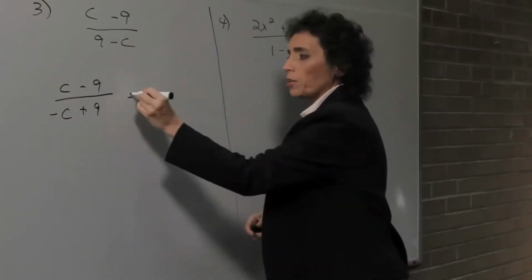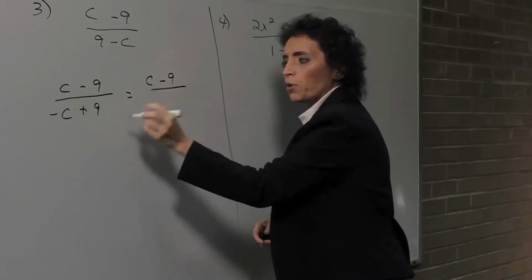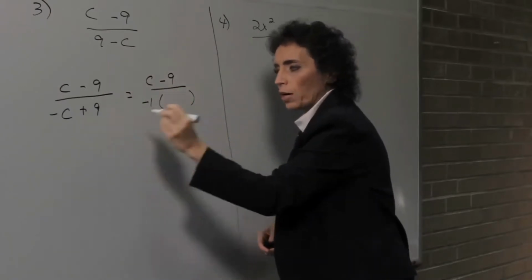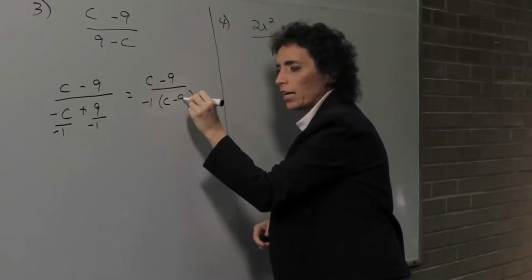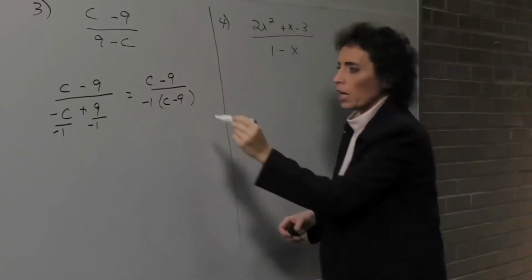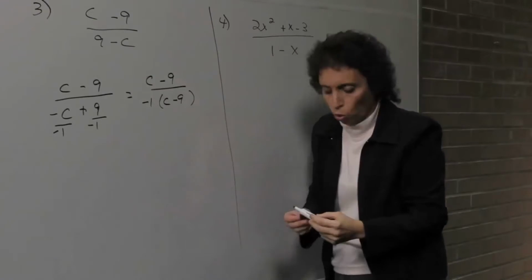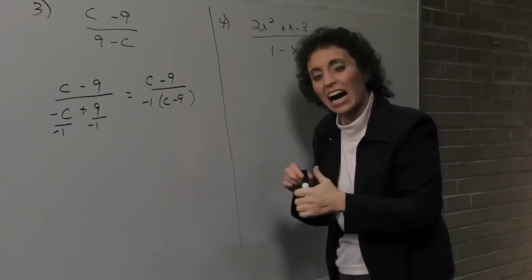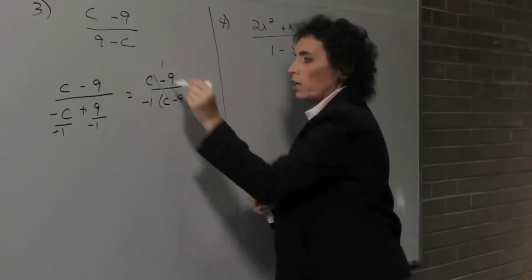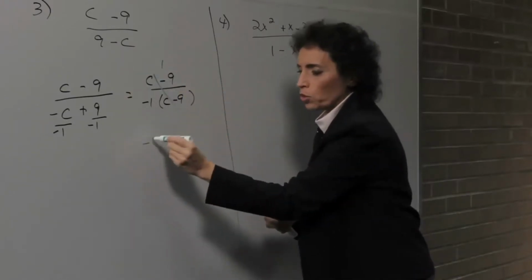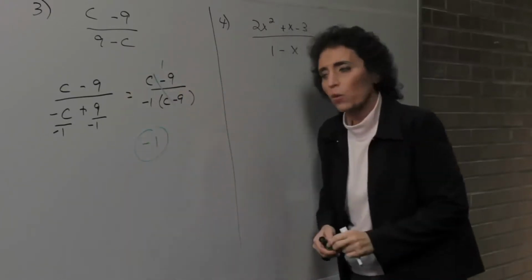So what I would probably do is go c minus 9, pull out a negative 1. When I divide by negative 1, I change all the signs, I get c minus 9. Oh boy. And now look, this matches that totally. That entire c minus 9 is gone. I'm going to show you why this works the way it does in a minute. And that's 1 divided by negative 1, or just negative 1. Do you know why that works that way?